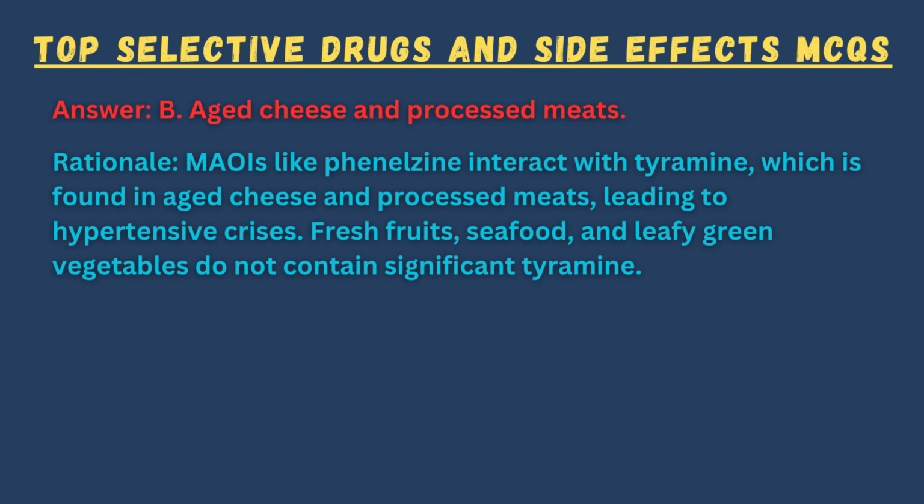Answer: B. Aged cheese and processed meats. Rationale: MAOIs like phenelzine interact with tyramine, which is found in aged cheese and processed meats, leading to hypertensive crises. Fresh fruits, seafood, and leafy green vegetables do not contain significant tyramine.